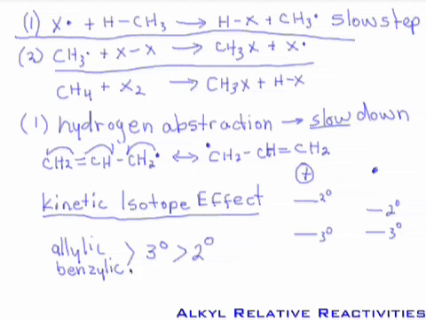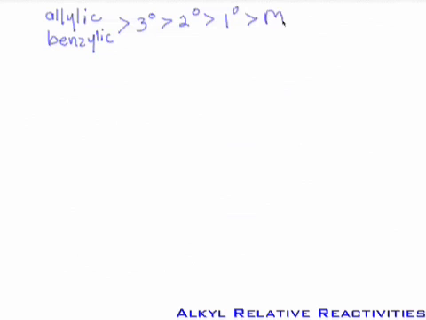Okay, so allylic and benzylic is more stable than tertiary, is more stable than secondary, is more stable than primary, who's more stable than methyl. This also holds true for the rate. Allylic and benzylic react fastest. So let's write that down again at the top. Here, allylic, benzylic react faster than tertiary, who react faster than secondary, who react faster than primary, who react faster than methyl.